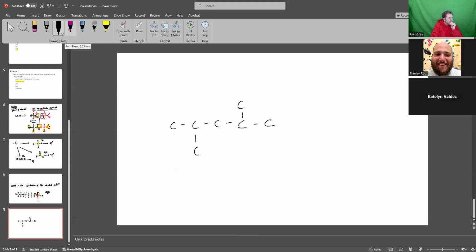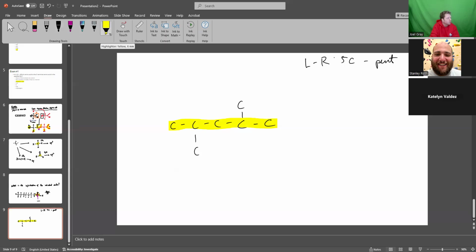Now, what we want to do anytime we're looking at a molecule is figure out what is the longest possible chain that we can see. So if I start right here on the left-hand side, going straight line left to right, how many carbons is that? 5 carbons. Okay. So in that case, we're looking at pent.